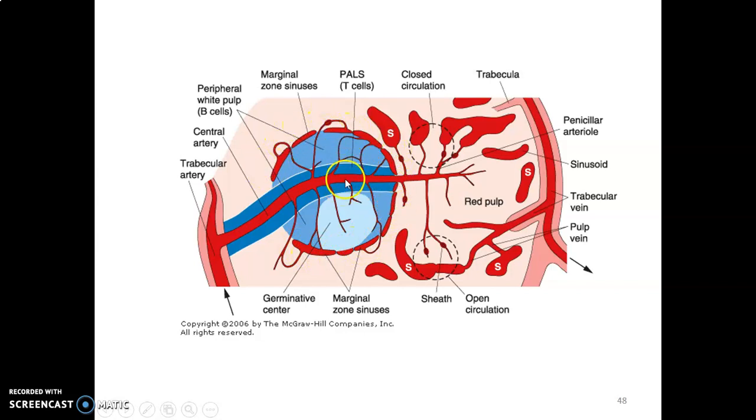This is our periarteriolar lymphatic sheath, T lymphocytes around the central arteriole. These are marginal zone sinuses. This is the germinal center of our lymphoid follicle, an aggregation of B cells. In the peripheral white pulp you have B cells, and here we have T cells. These usually thin out and form your penicillar arteriole, from central arteriole to penicillar arteriole.